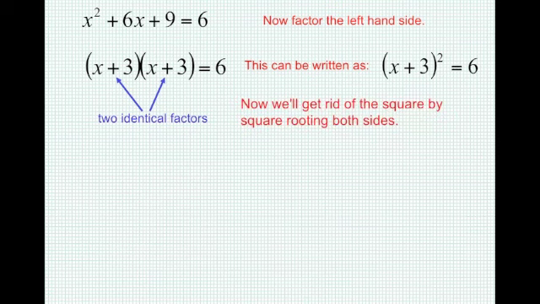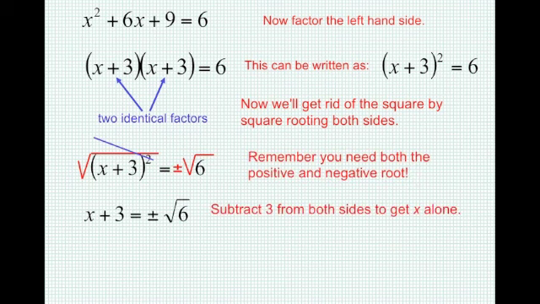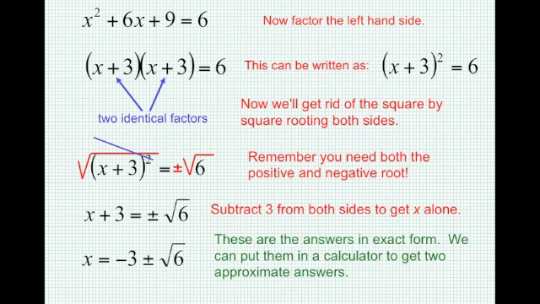Now we'll get rid of the square by taking the square root of both sides. Don't forget the plus or minus. We subtract 3 from both sides to isolate our x. And the answers in exact form are x equals negative 3 plus or minus the square root of 6.